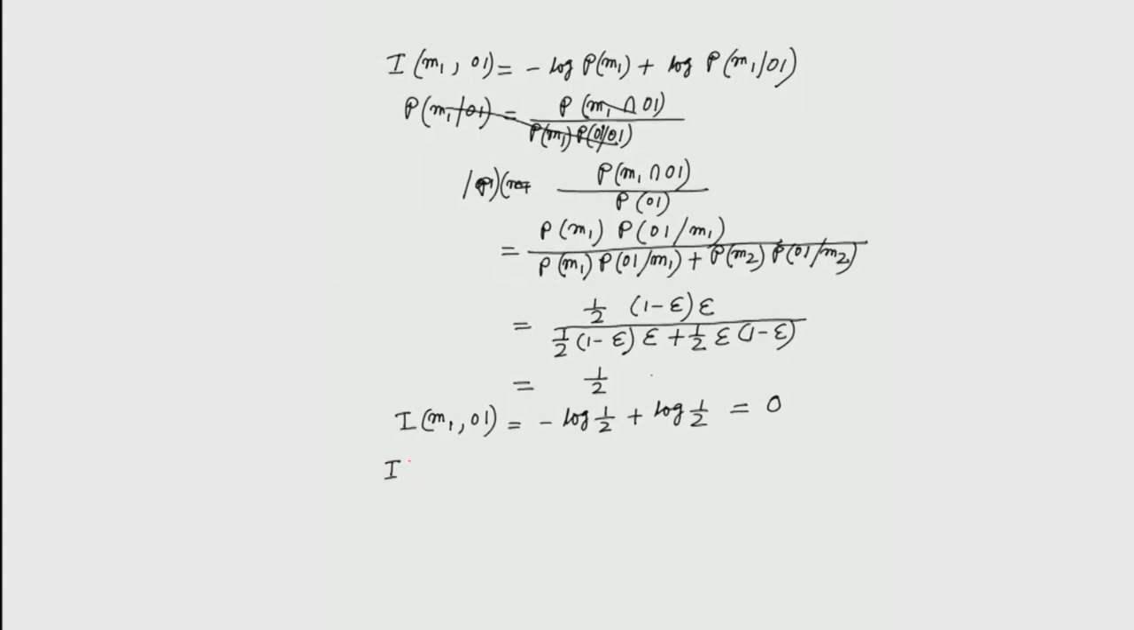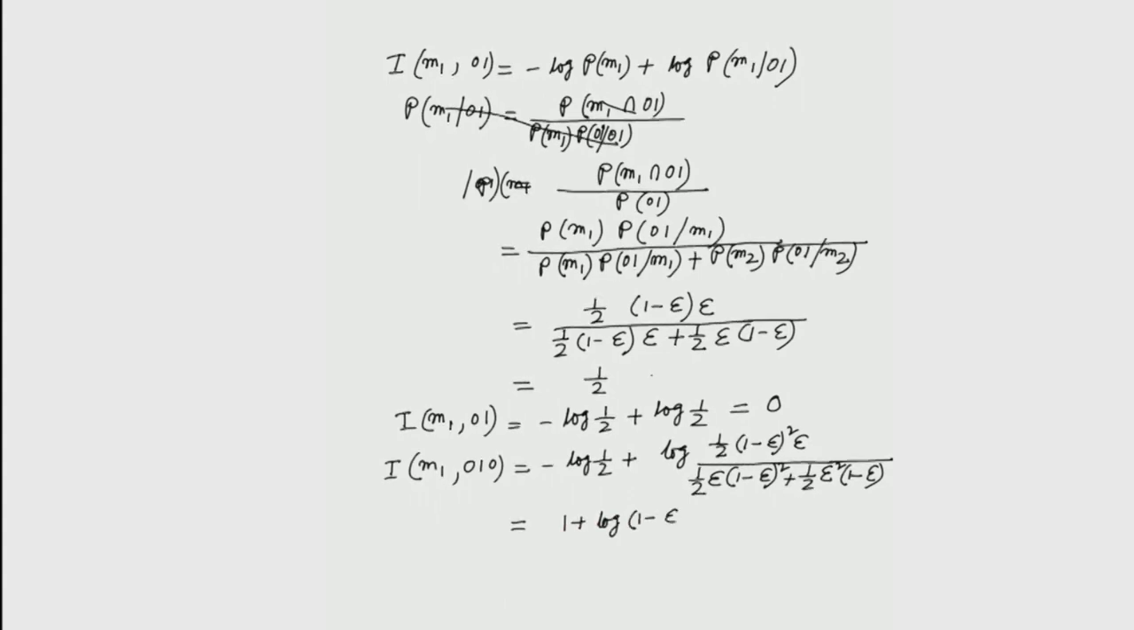In the same way, if we find I of M1 comma 010, that will be minus log half plus log of half into 1 minus epsilon whole square into epsilon, divided by half into epsilon into 1 minus epsilon whole square plus half into epsilon square into 1 minus epsilon. So, this one will give 1 plus log of 1 minus epsilon.